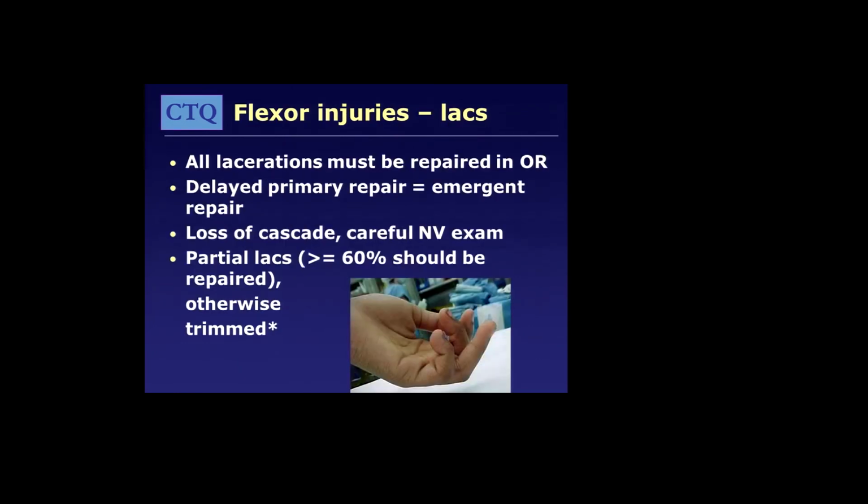Flexor lacerations in the palm of the hand. All of these injuries have to be treated surgically in the operating room. On examination, you will see loss of cascade. As you see in the picture right here, the ring finger has a laceration of the palmar aspect, and there's a loss of the cascade of the digit, and that should tip you to the presence of a tendon injury.